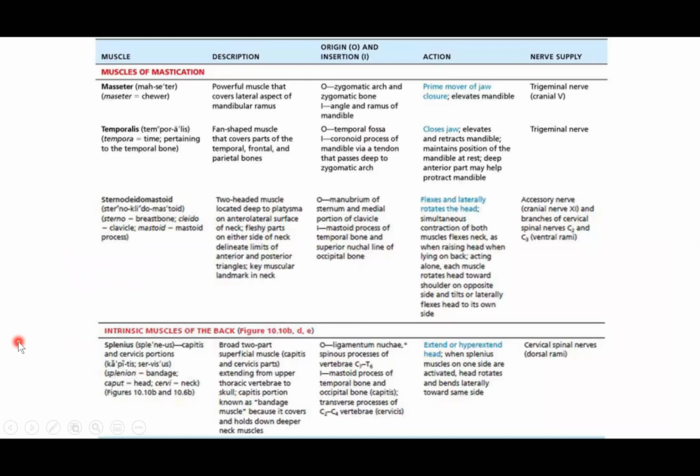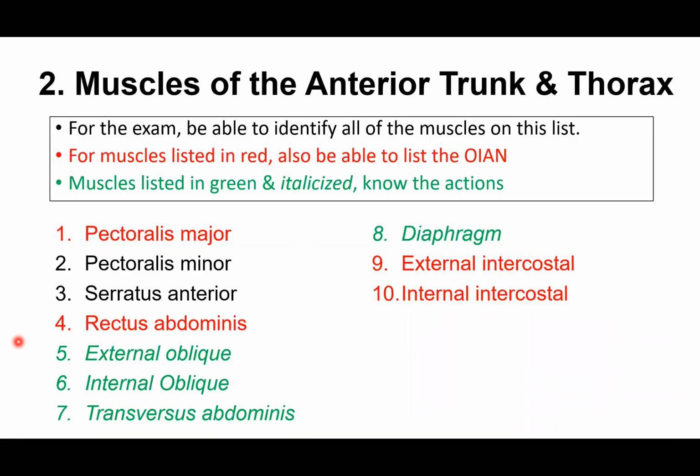All right, so I gave you this table so that you have a summary list of the muscles that you have to know the origin, insertions, actions, and innervations for. And now we can move on to the muscles of the anterior trunk and the thorax. So for the exam, you have to be able to identify all of the muscles that are on this list.